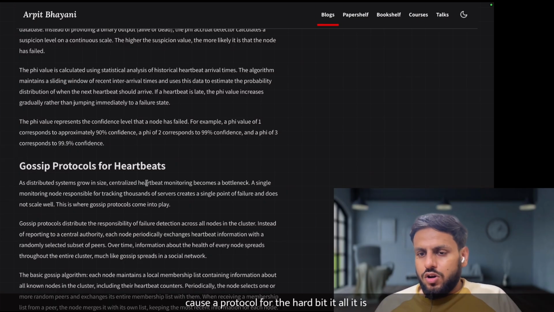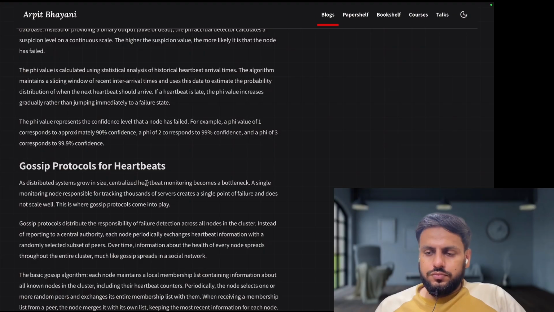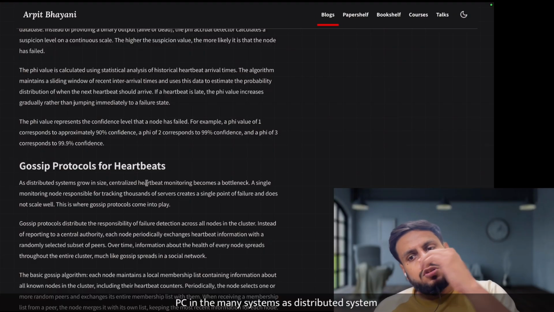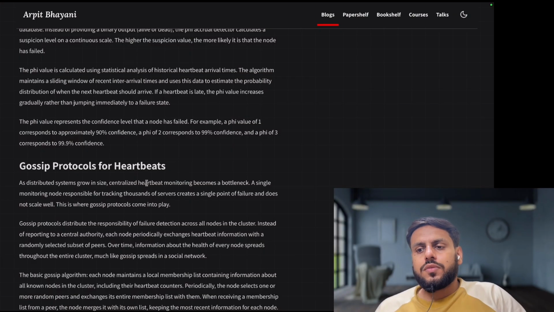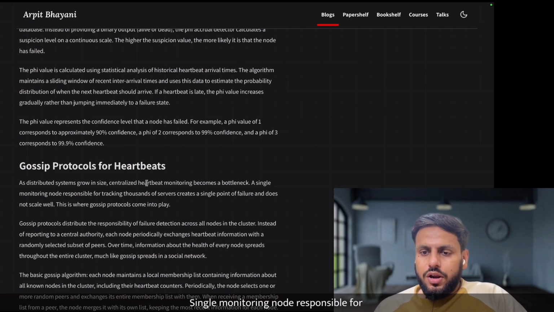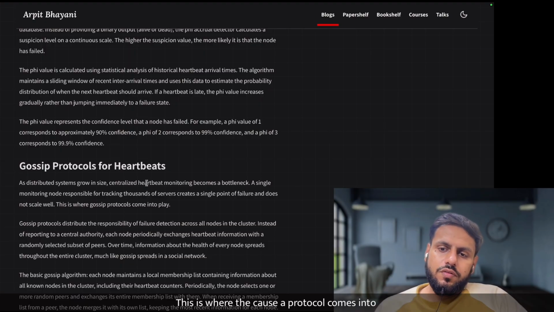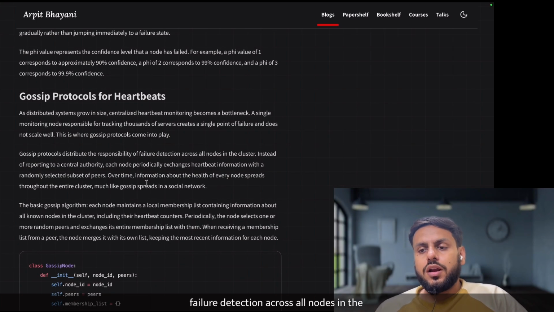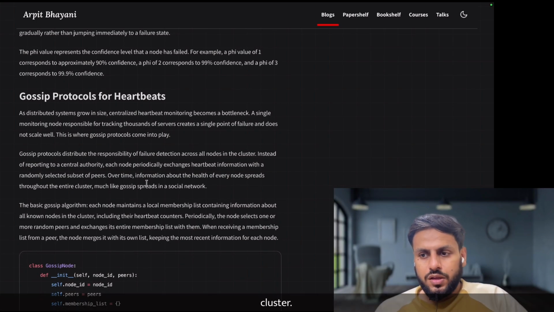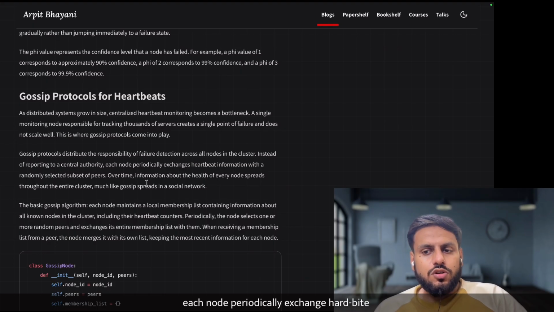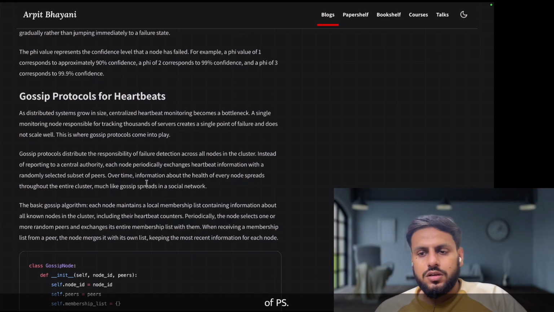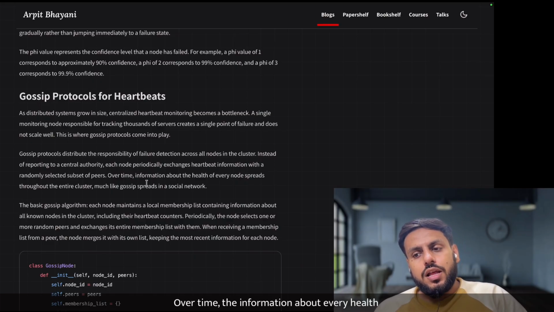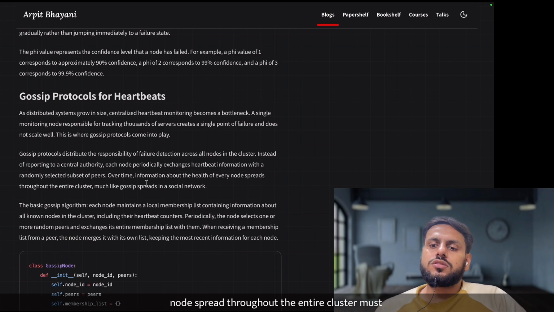Gossip protocol for heartbeat can also be seen in many systems. As a distributed system grows, centralized heartbeat monitoring becomes a bottleneck. A single monitoring node responsible for tracking thousands of servers creates a single point of failure and does not scale well. This is where the gossip protocol comes into play. Gossip protocol distributes the responsibility of failure detection across all the nodes in the cluster. Instead of reporting to a central authority, each node periodically exchanges heartbeat information with a randomly selected subset of peers. Over time, information about every node's health spreads throughout the entire cluster, much like gossip spreads in a social network.